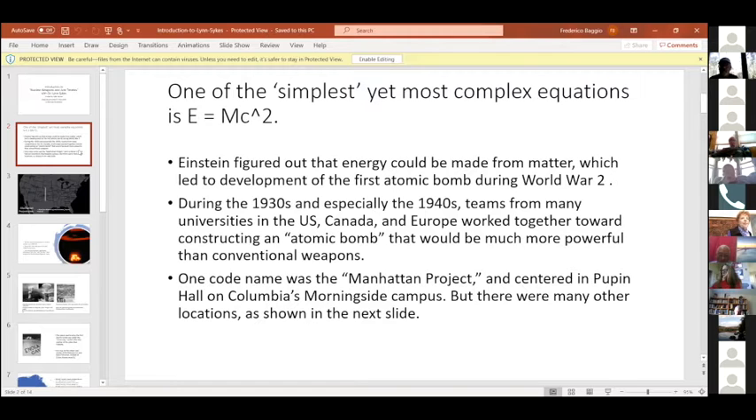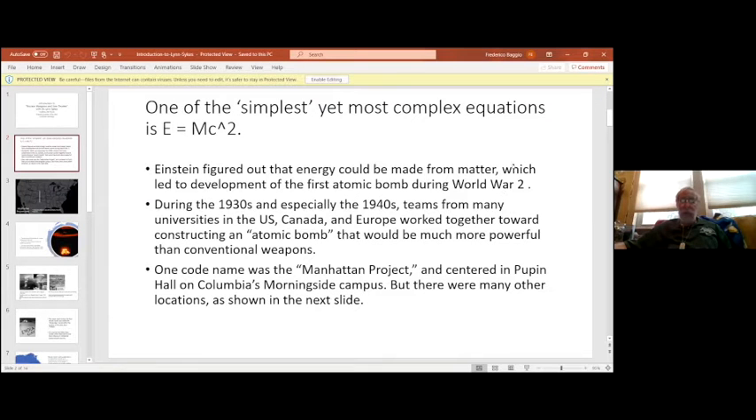As we all know, one of the simplest yet most complex equations is Einstein's E equals mc squared. Einstein figured out that energy could be made from matter, which led to the development of the first atomic bomb during World War II. During the 1930s and especially the 1940s, teams from many universities in the United States, Canada, and Europe worked together towards constructing an atomic bomb that would be much more powerful than conventional weapons.